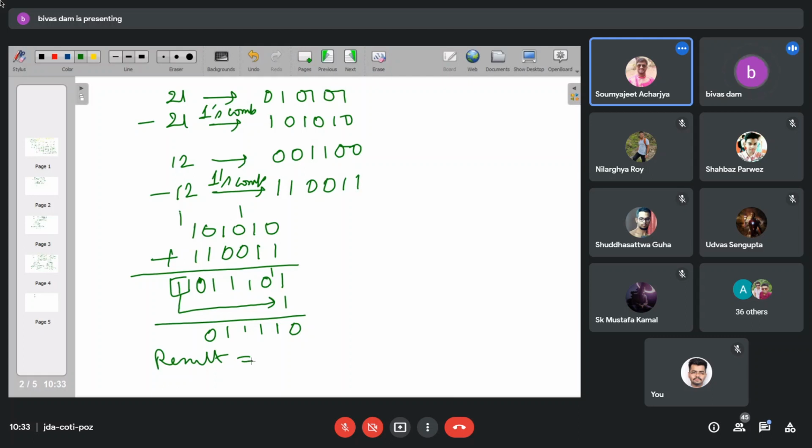First of all, I have to target. Don't be confused, just follow whatever statement I have given. First of all, I have to check the sign bit. What is the sign bit, 0 or 1? It is 0. So the result is positive, and the magnitude is directly obtained.